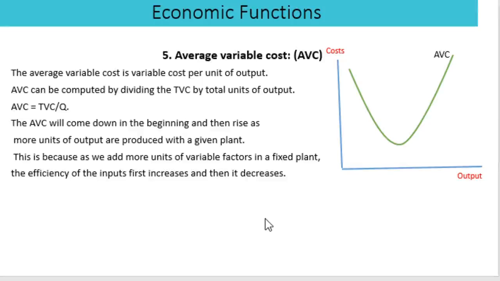Next cost is the average variable cost. Average variable cost is the variable cost per unit of output. It is obtained by dividing total variable cost by the output, or AVC equals TVC by Q. AVC will come down in the beginning, then rises as more units of output are produced with a given plant. This is because as we add more and more units of variable factor to the fixed plant, the efficiency of the input first increases, then decreases. It is a U-shaped curve, the average variable cost.